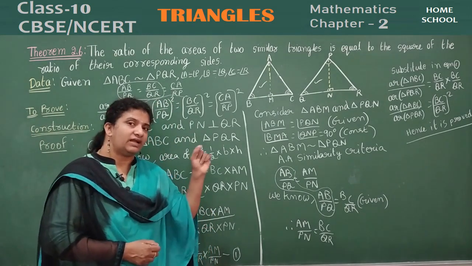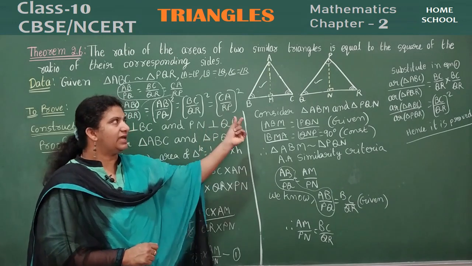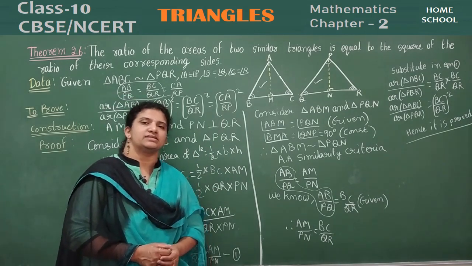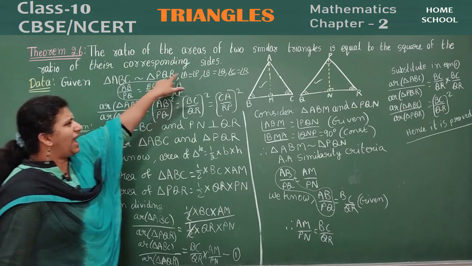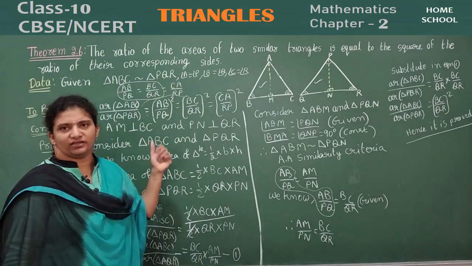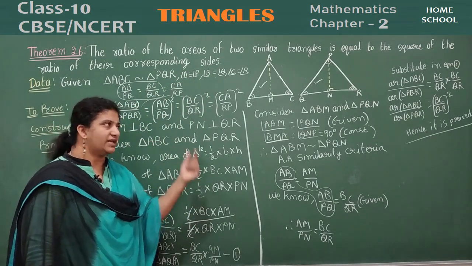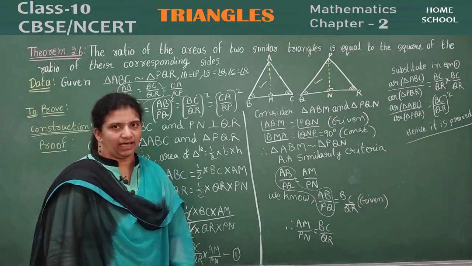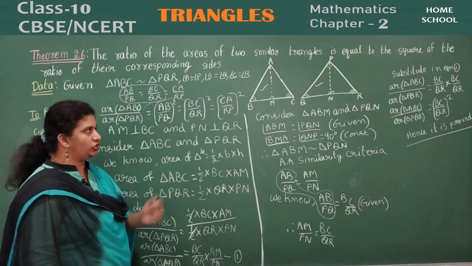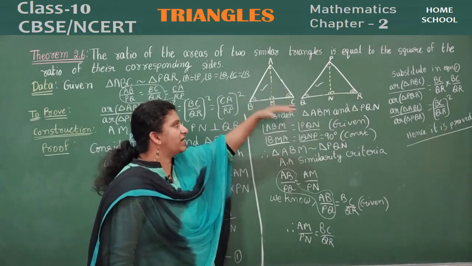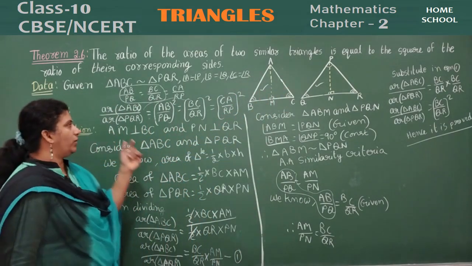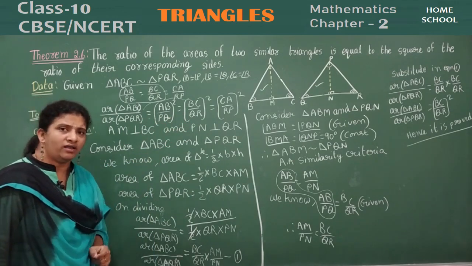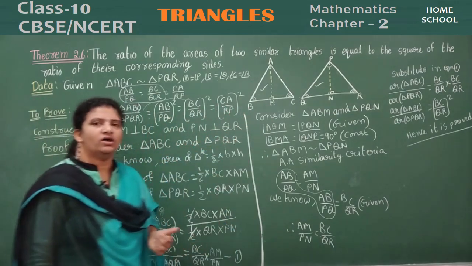What is the given data? Given triangle ABC and triangle PQR are two similar triangles. That means triangle ABC is similar to triangle PQR. The angles are not needed actually, children. If you want, you can write. If they are similar, what do I say? Corresponding angles are equal. That means angle A equals angle P, angle B equals angle Q, angle C equals angle R. And then corresponding ratios are in proportion: AB by PQ, BC by QR, CA by RP. Now what do I need to prove? Area of triangle ABC by area of triangle PQR is equal to BC by QR whole square.